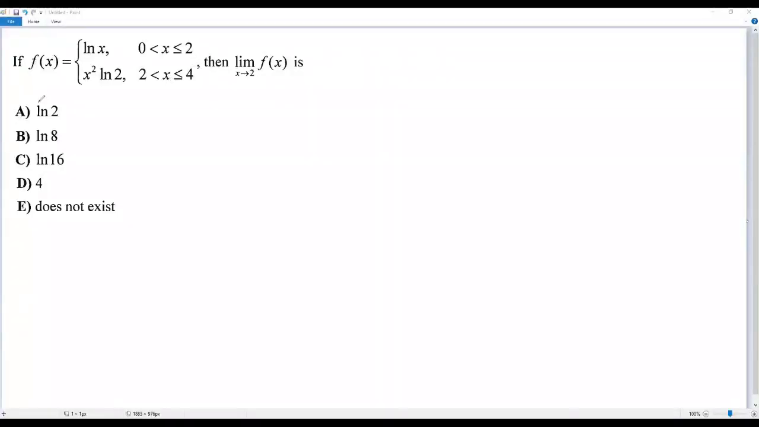Here we have an AP Calculus AB problem. Okay, let's go with the information. If f of x equals ln x where 0 is less than x less than or equal to 2, and x squared times ln 2 where 2 is less than x less than or equal to 4, then the limit as x approaches 2 of f of x is.